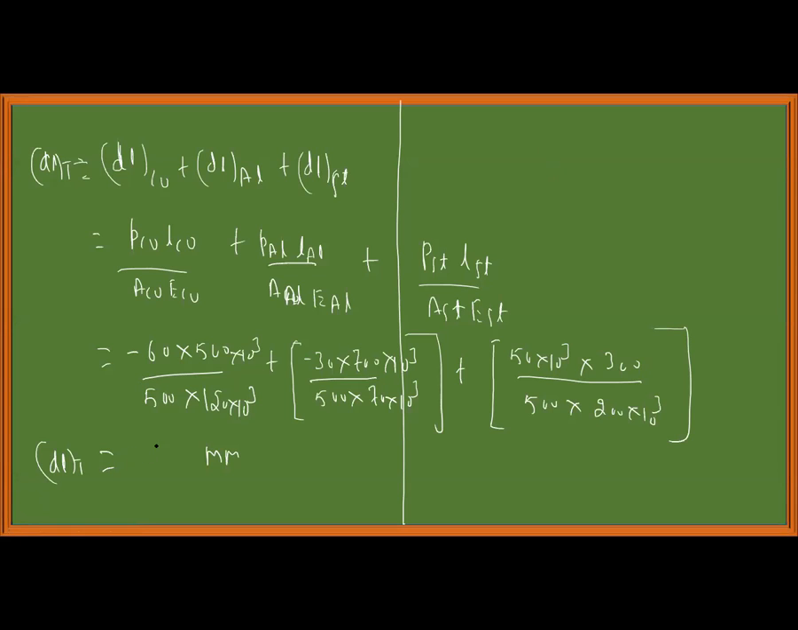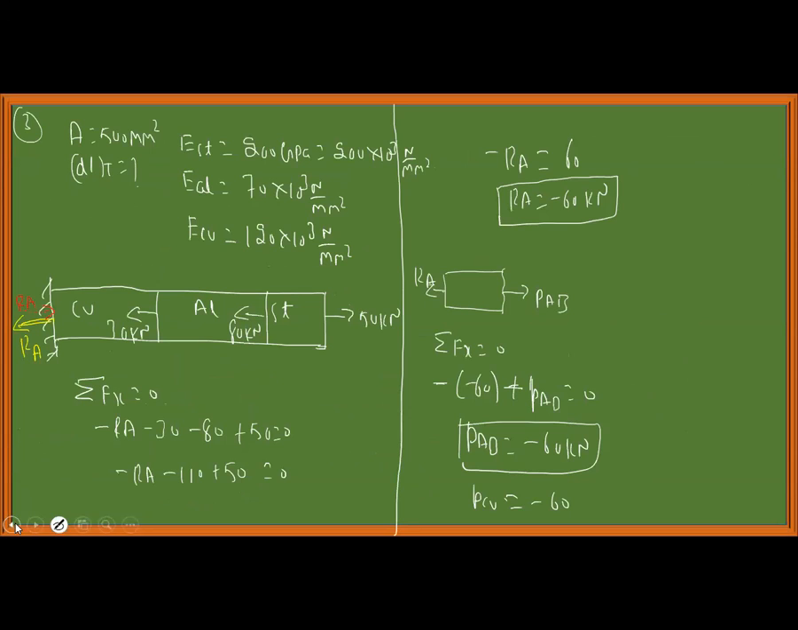So the bar is under compression. Minus 0.95 mm. Therefore, the total deformation is minus 0.95 mm. You can also write it as total deformation, which is equal to 0.95 mm compression. The problem can also be solved in the other way.